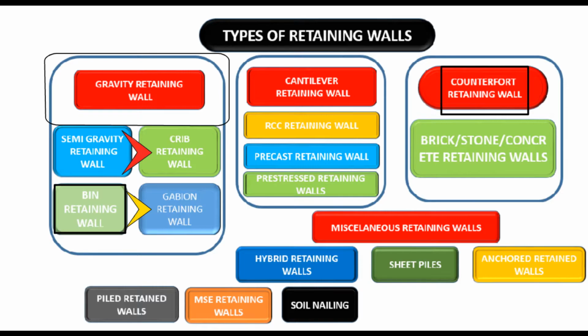The first one is the gravity retaining wall, the next one is the cantilever retaining wall, and the third one is the counterfort retaining wall. These are the three major types of retaining wall commonly used nowadays, and there are a lot of miscellaneous retaining walls like hybrid retaining wall systems, sheet piles, anchored retaining walls, pile retaining walls, MSE retaining wall systems, and soil nailing. These are all different types of retaining wall which are used in a lot of applications depending upon the situation, for economizing the structure and also for perfect design.